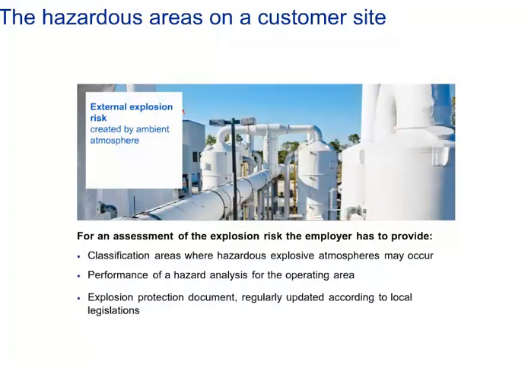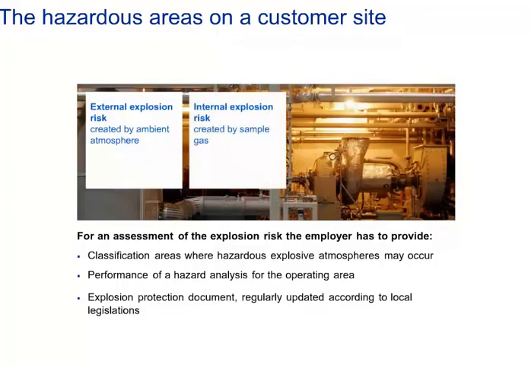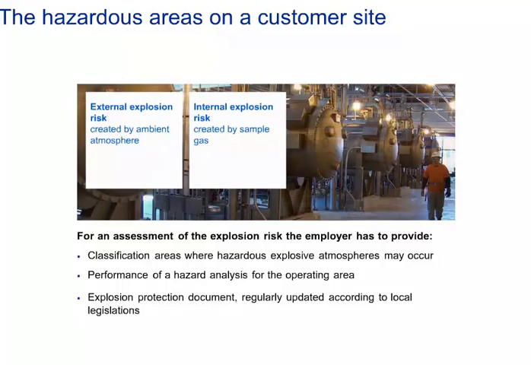In cases where process gases are measured, one must bear in mind the risk of an external explosion created by the ambient atmosphere, and also an internal explosion risk created by the sample gas, for example in a gas analyzer. Some measuring equipment also needs auxiliary gases such as hydrogen or ozone in order to operate. Leakages in these circuits can lead to additional explosion risks or toxic hazards.